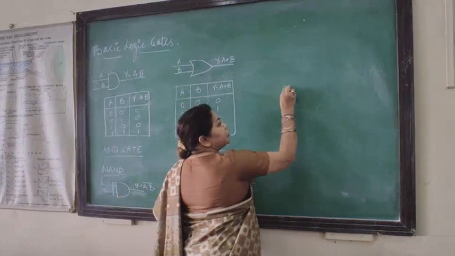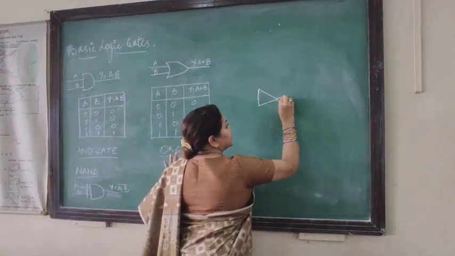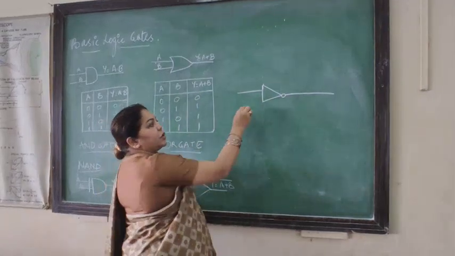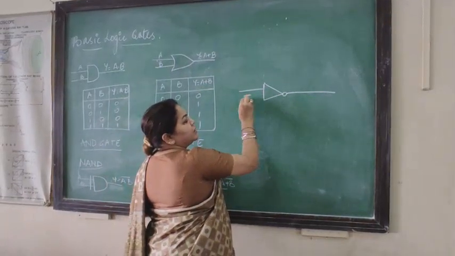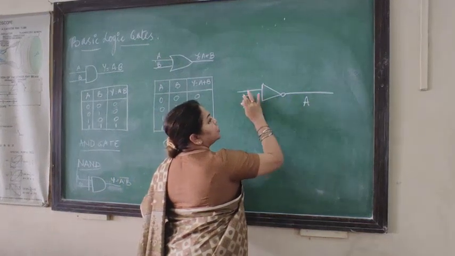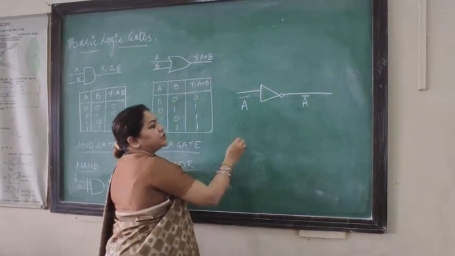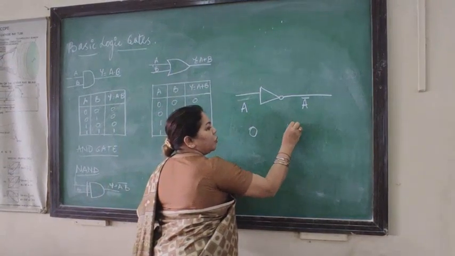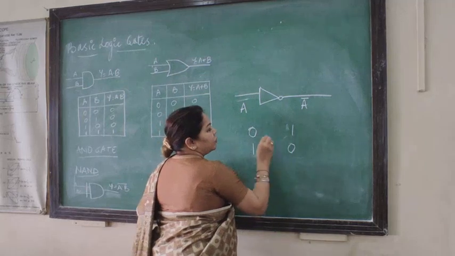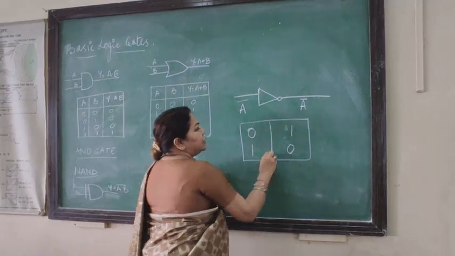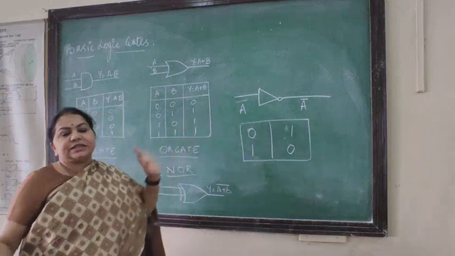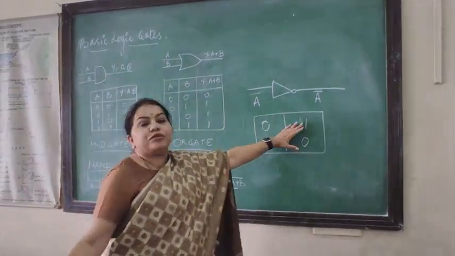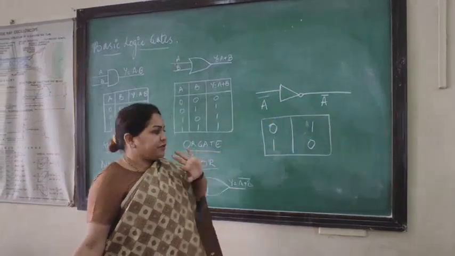Now the other gate that I spoke of was the NOT gate. What does the NOT gate do? Whenever you give an input, the NOT gate output is going to be the opposite of that. If I give 0 at the input, my output is going to be 1, and if the input is 1, my output is going to be 0. So your truth table for the NOT gate is just two inputs, because whenever you give any input, the output is going to be the opposite or the complement of it.